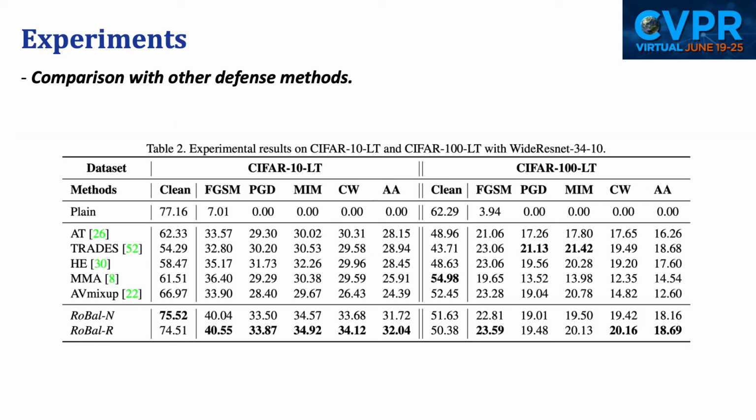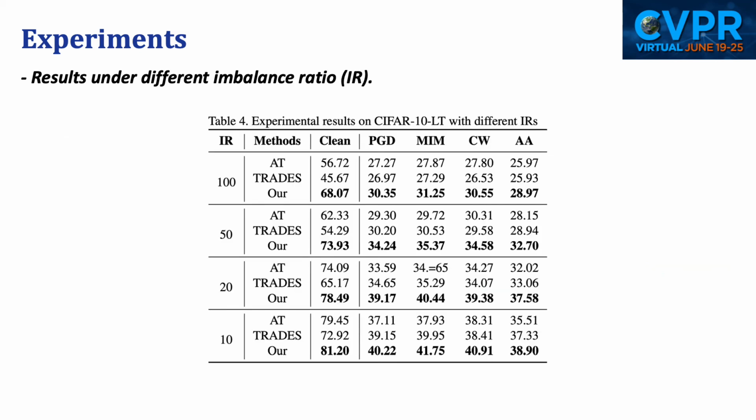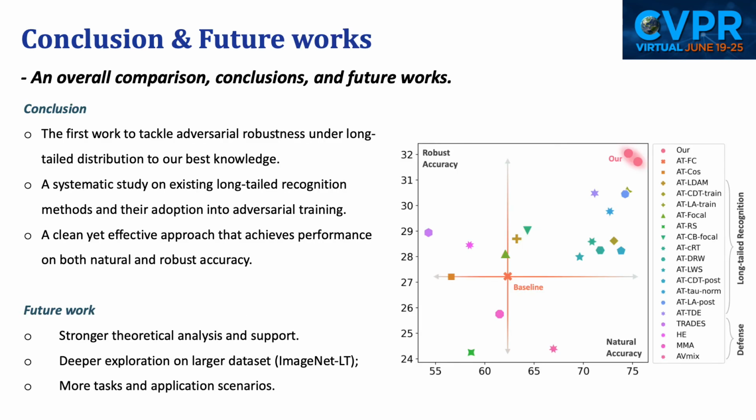For the experiments, besides the long-tail methods with adversarial training in our study, we compared with several SOTA defense methods and achieved superior performance. We also provide the per-class recall on CIFAR 10 and show how we're trying to narrow the gap between the performance of the ideal full dataset and its long-tailed version. The method is also proved effective under different imbalance ratios. Please refer to our paper for more experimental results. An overall comparison is provided here.